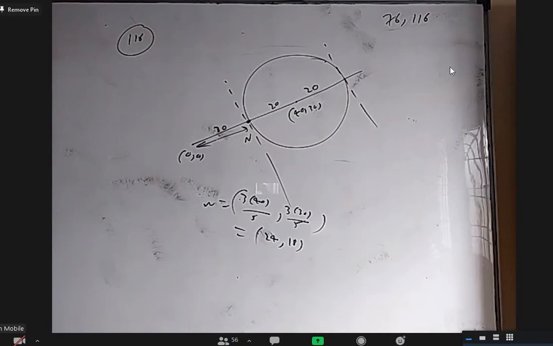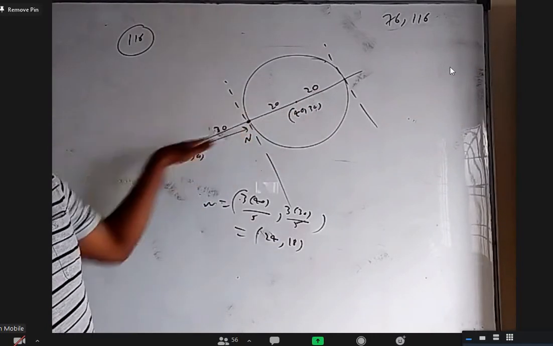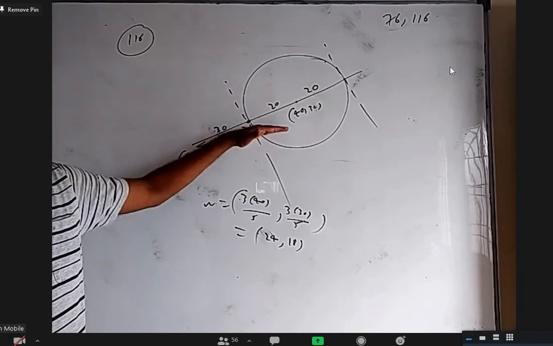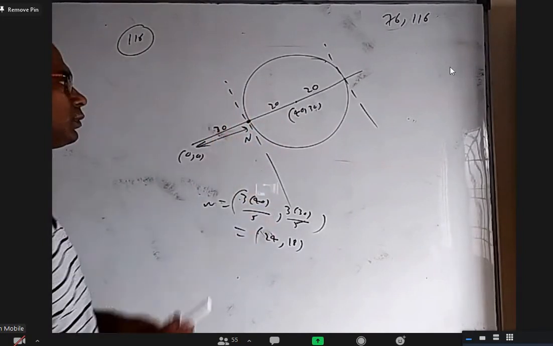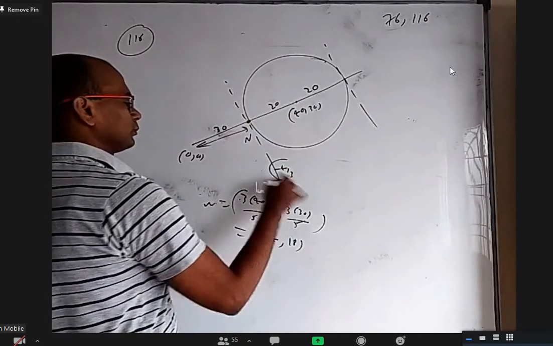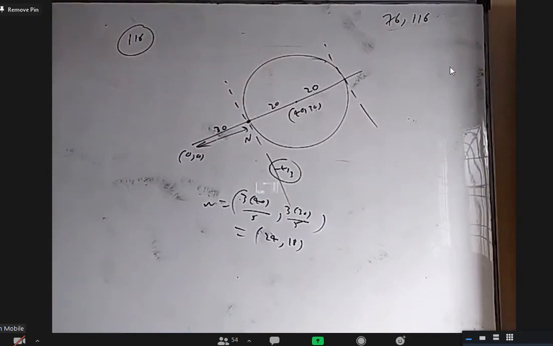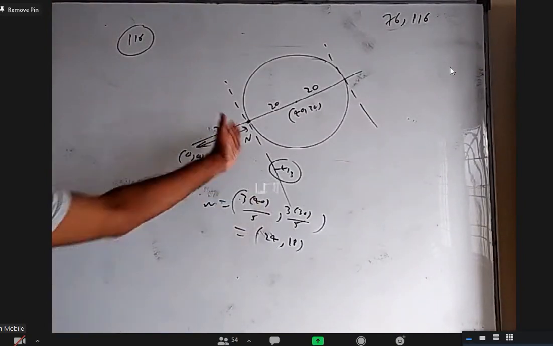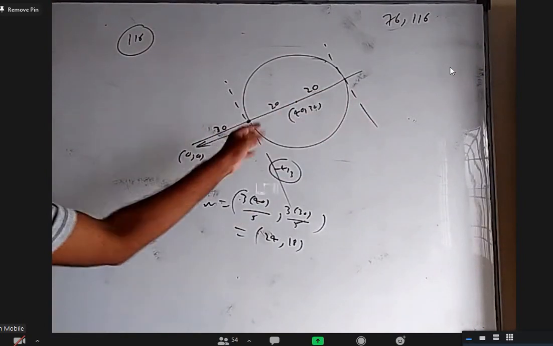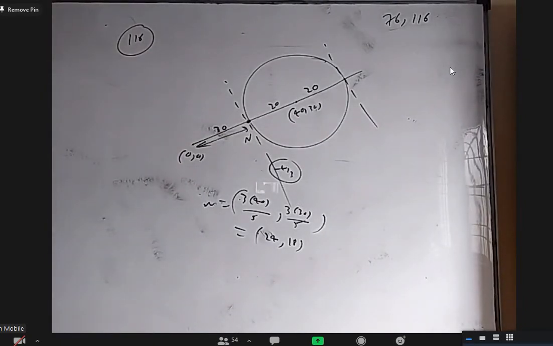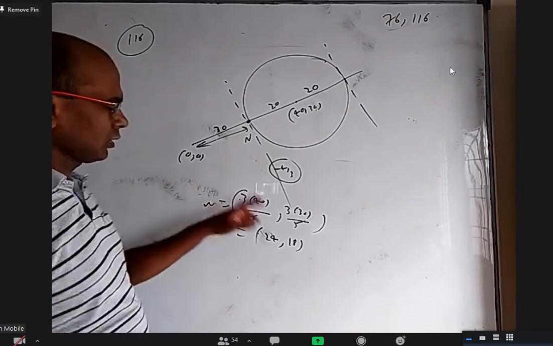I can do, sir. Another method is, what is the slope of this line? 3/4. This line's slope is 3/4. What is the slope of the tangent? Minus 4/3. If you know the slope, you can find the equation of the tangent, but there will be two answers. After getting the two answers, find the distance from the origin to both of them. Whichever is less, that is nearest. Okay, so I prefer this method.